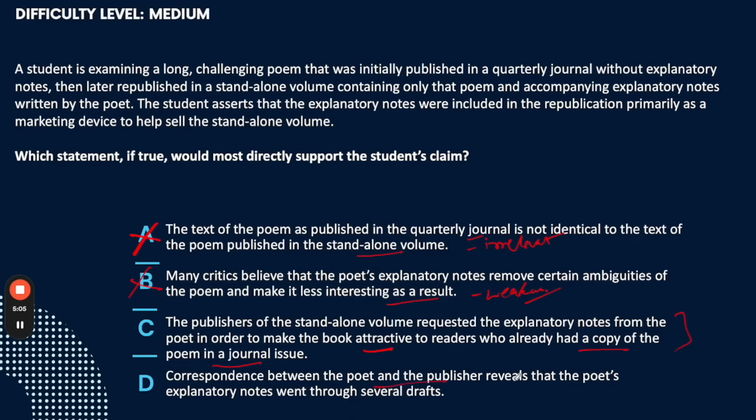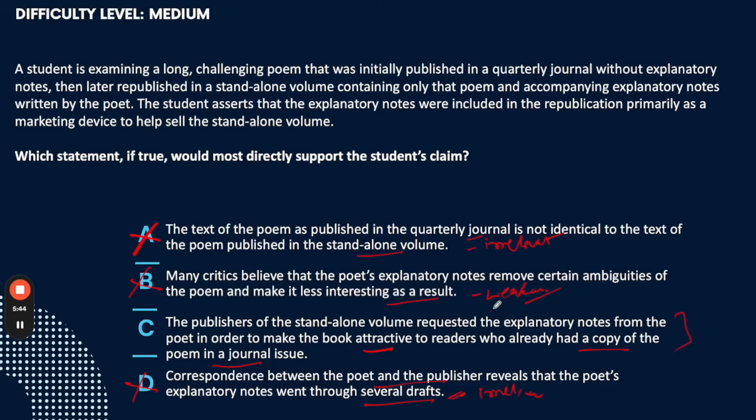Correspondence between the poet and the publisher reveals that the poet's explanatory notes went through several drafts. Whether the poet's explanatory notes went through several drafts or not is not my concern, right? It's not telling me if the publishers added these notes to make the standalone volume more appealing to the audience, right? So the drafts are not the concern over here. It's not related to the claim. It does not tell me if this helps us sell the standalone volume more to people, right? So this is again irrelevant.